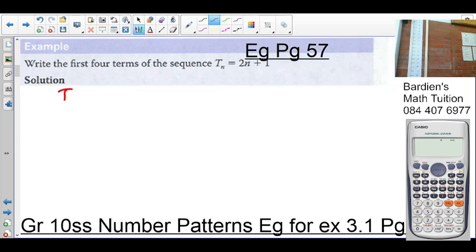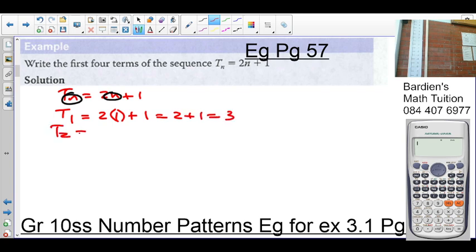So if Tn is equal to 2n plus 1, then T1 is going to be 2 times... Now in n's place, what do I have? A 1. So it's 2 times 1 plus 1, which is 2 plus 1, which is 3. Let's go for term 2. What is in n's place now? 2. So it's 2 times 2 plus 1, which is 5.